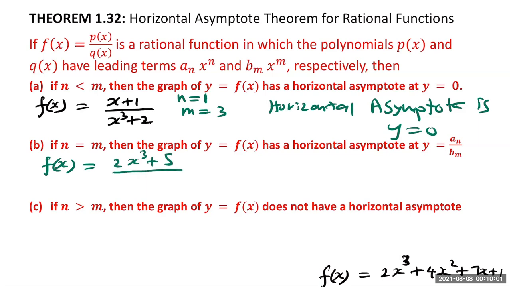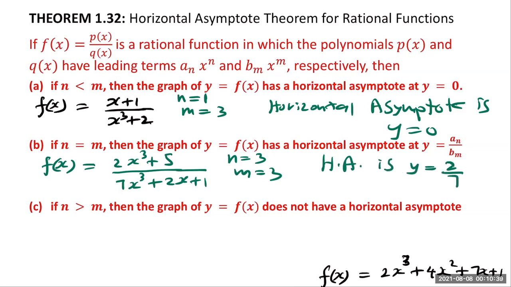In the bottom, you have 7x cubed plus 2x plus 1. As you can see, this time the degree of the top polynomial and the degree of the bottom polynomial are equal. Both n and m are 3. In that case, to find the horizontal asymptote, you divide the leading term of the top polynomial by the leading term of the bottom polynomial. So the horizontal asymptote, I'll write HA for horizontal asymptote, is y equals 2 over 7. That's what it tells you.